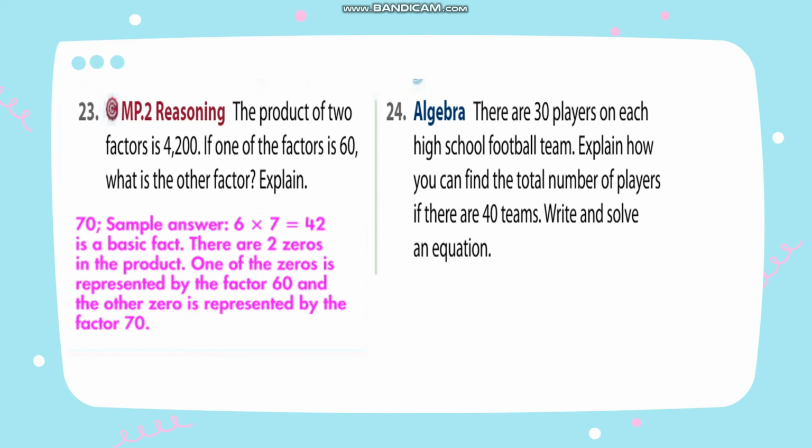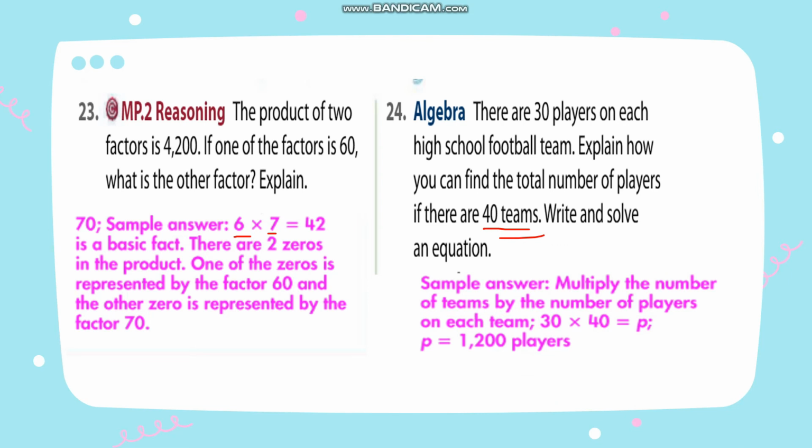Because the basic fact is 6 multiplied by 7, that is 42. And there are two zeros in the product. So one of the zeros is represented by the factor 60 and the other zero is represented by the factor 70. Number 24. There are 30 players on each high school football team. Explain how you can find the total number of players if there are 40 teams. So the correct answer is 1,200. You just simply multiply 30 multiplied by 40 or 40 multiplied by 30.